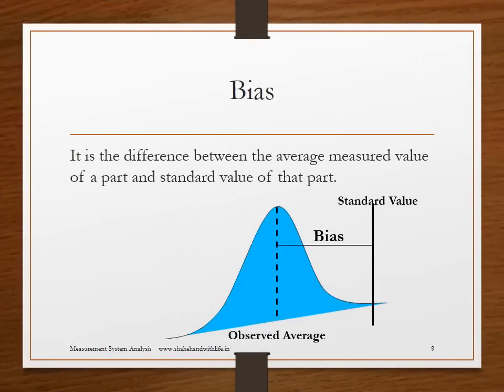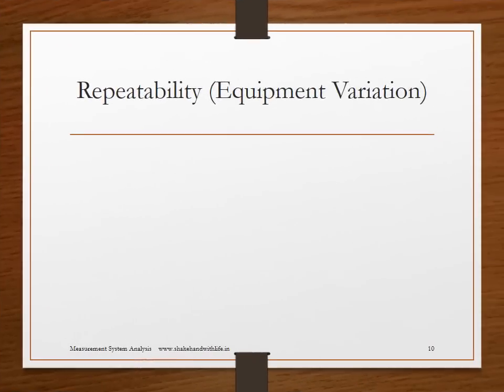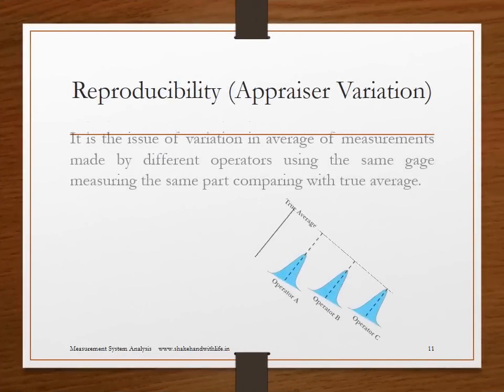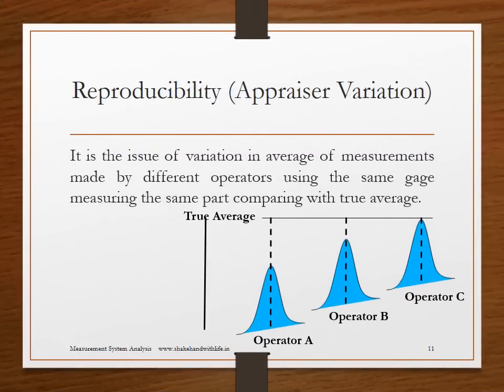Bias. It is the difference between the average measured value of a part and the standard value of that part, as shown in the figure. Repeatability or equipment variation. It is the issue of random variation in measurements when one operator uses the same gauge to measure the same part several times. The figure is shown here. Reproducibility or appraiser variation. It is the issue of variation in the average of measurements made by different operators using the same gauge, measuring the same part, compared with the true average. The figure is shown here.